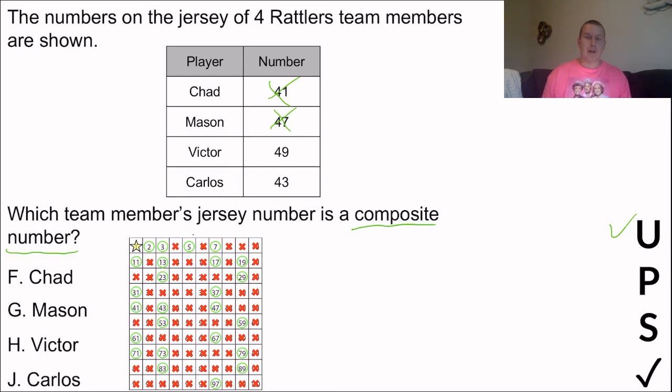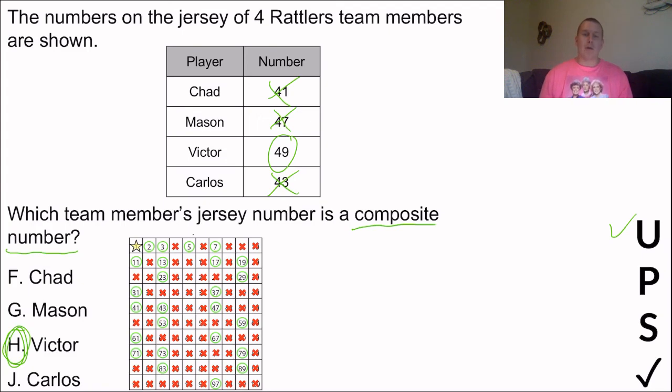49, I know 49 is divisible by 7. Okay, 7 times 7 would give me 49. So it has more than 2 factors. It has 3 actually. So we would think that that's a possibility. And then Carlos is 43, so we cross that one out. Okay, so it looks like the only one that would work would be Victor, okay? Victor is the only one that has a number that is a composite number.